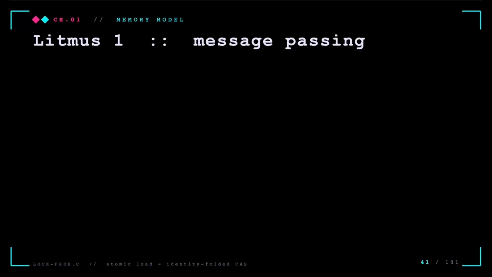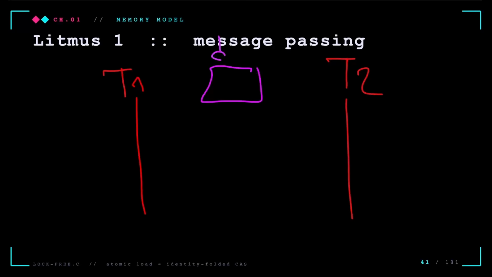All right, let's look at some examples using our new orderings. And the first example that we're going to review is message passing. The idea of message passing is that we have two threads, thread 1 and thread 2. They share, of course, some data, and we want to have one thread writing that data.